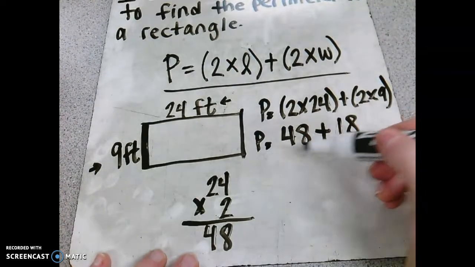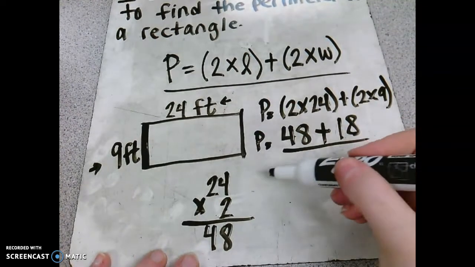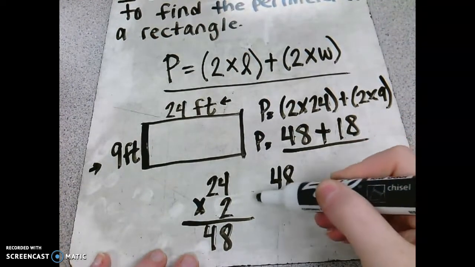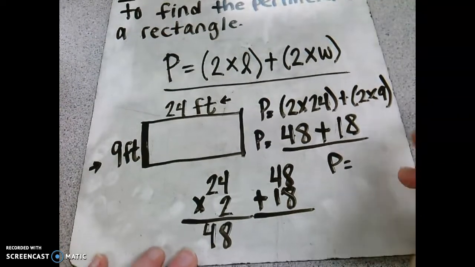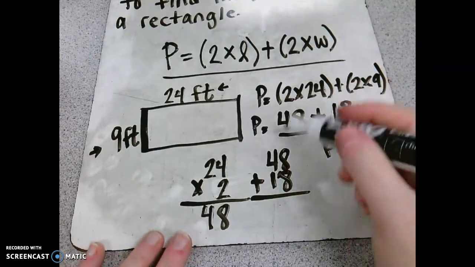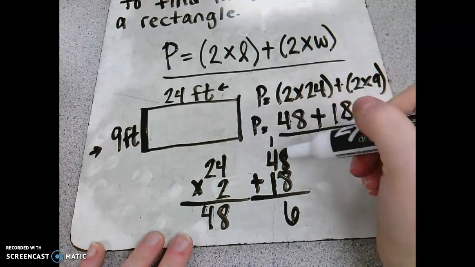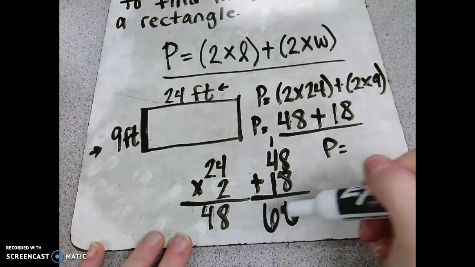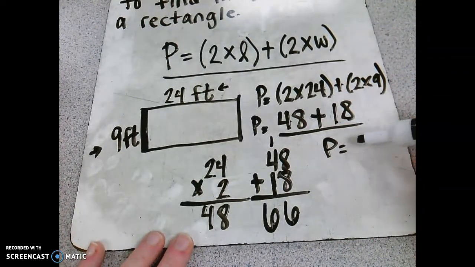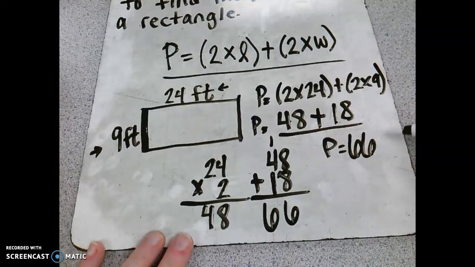All right, so now we need to add these together to get our perimeter. I like to change it to vertical because it's easier for me to know what I'm adding. 8 plus 8 is what? 16. Great. Now 4 plus 2 is what? 6. You're exactly correct. So our perimeter of this rectangle is 66.